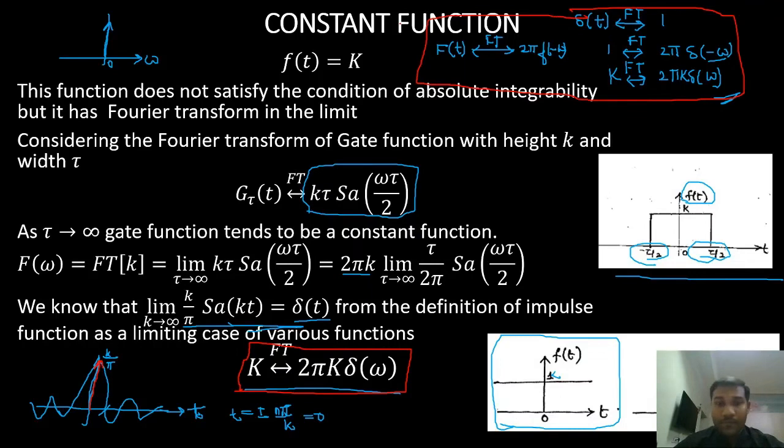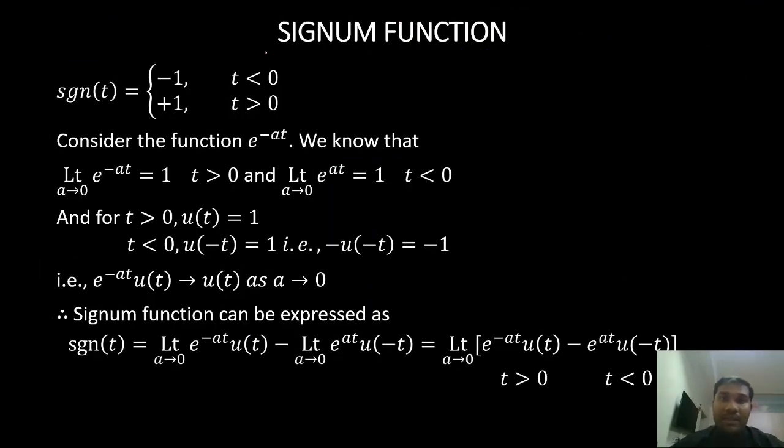Then the signum function, right? Signum function is defined as -1 at t less than 0, plus 1 at t greater than 0, 0 at t equals 0. It looks something like this. Again, the signum function also, if you actually take the integration, is not absolutely integrable. So we'll try and express this as a limiting function.